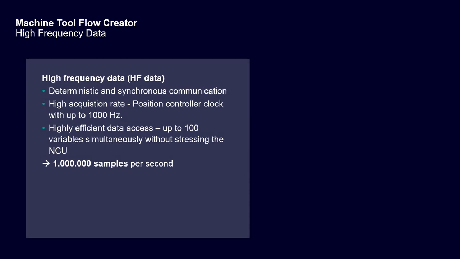High frequency data is the term for deterministic and synchronous communication, and the acquisition rate equals the position controller clock, so it can reach up to 1 kilohertz. And the data access is really efficient because you can read up to 100 different variables simultaneously without stressing the NCU. That makes 1 million samples per second.